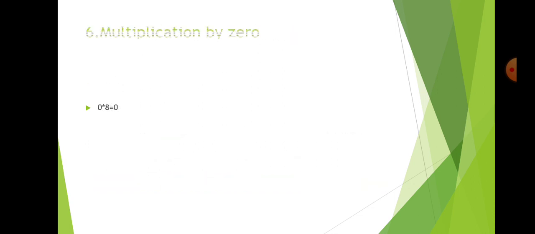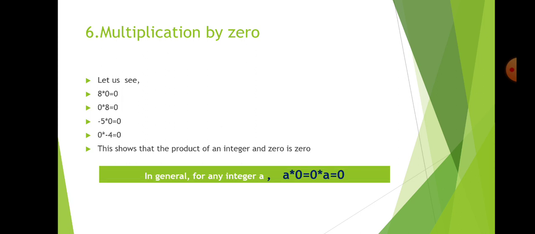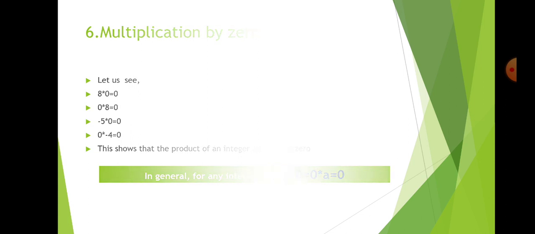And the last one is multiplication by 0. Let us see. 8 zeros are 0, 0 8s are 0. So to get 0, we should multiply 0 by any integer. Now, this shows that the product of an integer and 0 is always 0. So a into 0 is equal to 0 into a is equal to 0 when a is an integer.